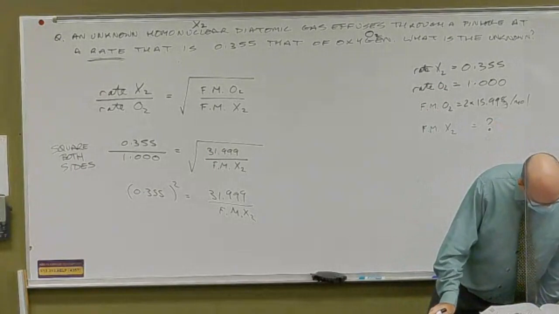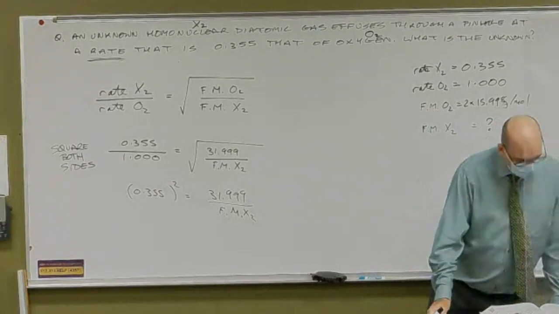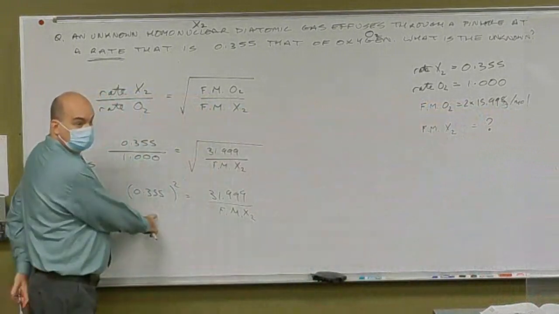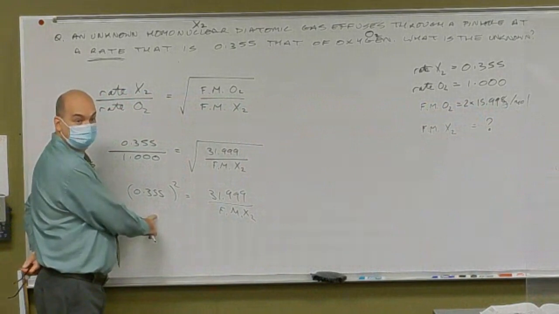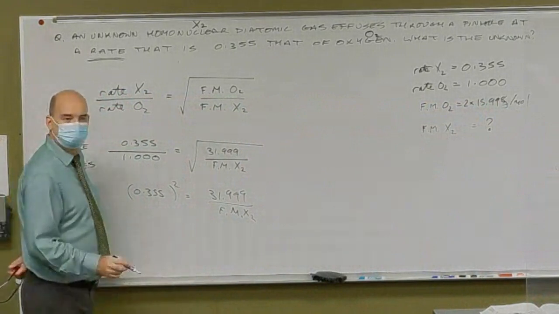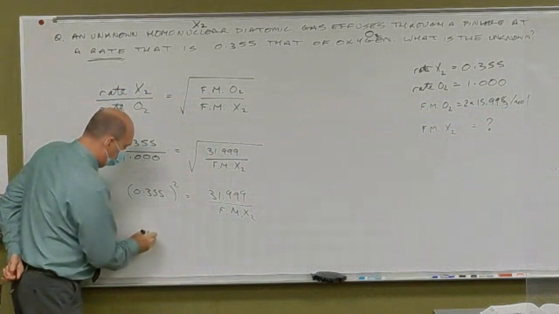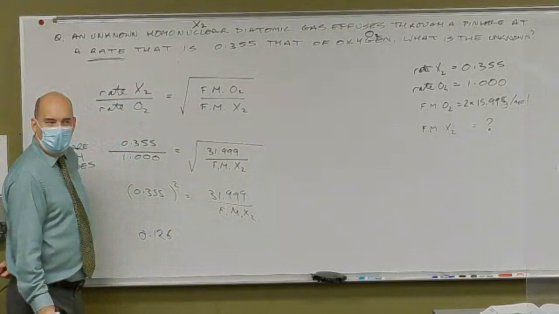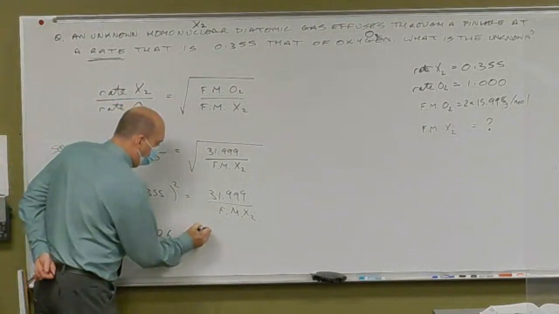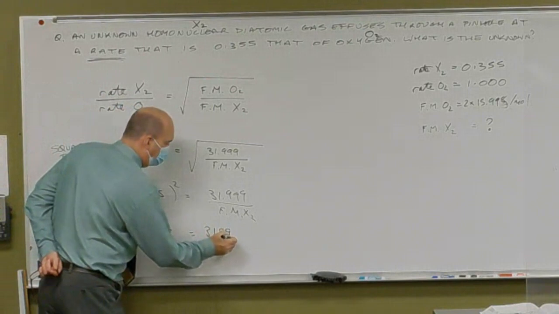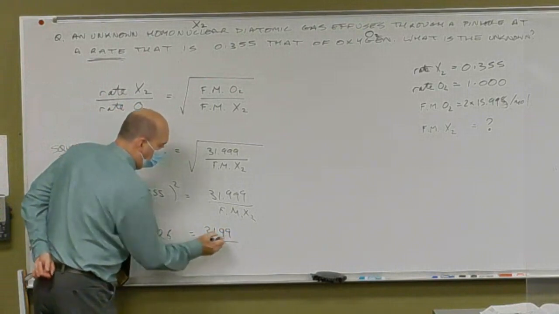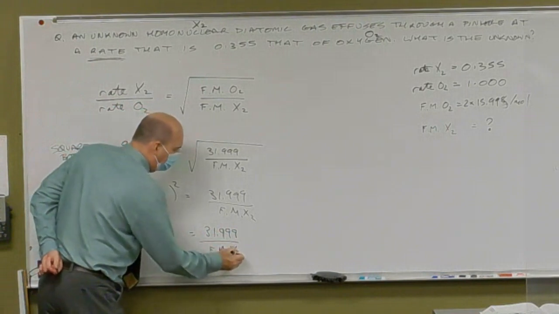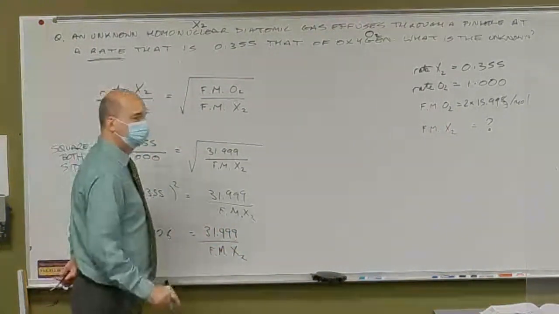What is 0.355 squared? What number goes here? Okay, 0.126. So 0.126 is equal to 32 divided by the formula mass of x2.